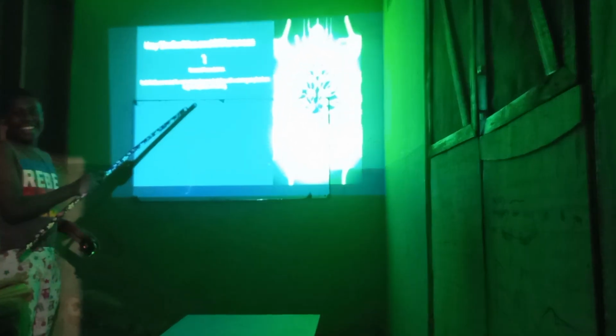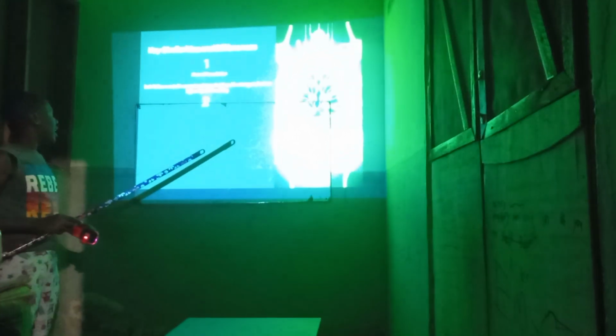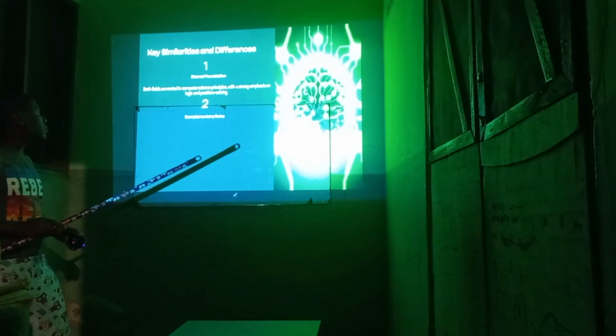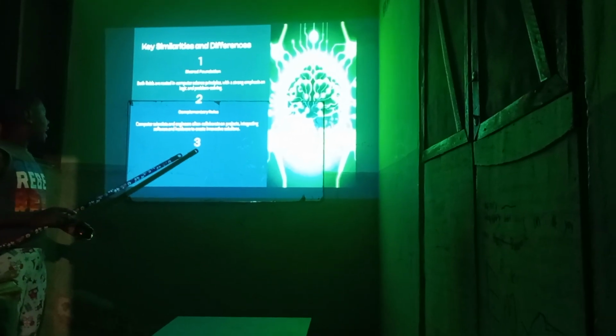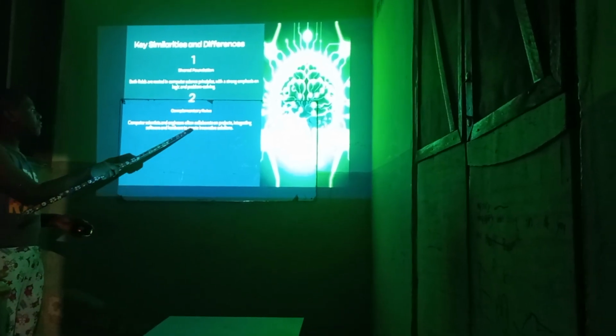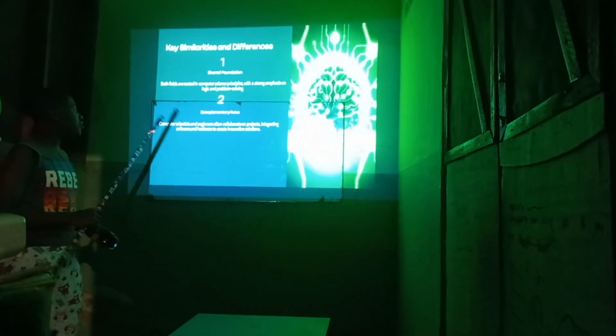AI, machine learning, I told you, Milo and water. Without them, you can't get the tea you are looking for. Then two, complementary roles. Computer scientists and engineers often collaborate on projects, integrating software and hardware to create innovative solutions. So if you don't have the Milo, or you don't have the water, you can't create your tea.